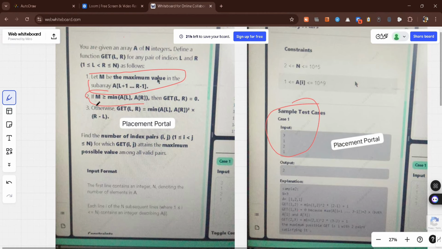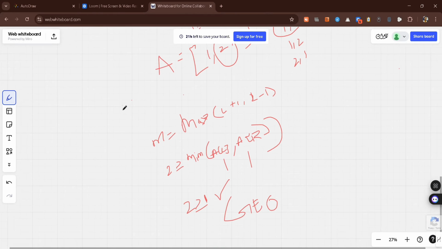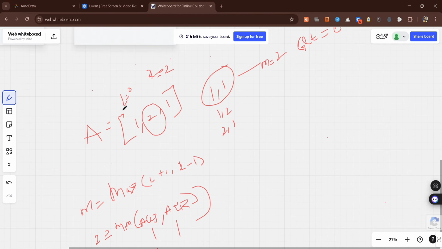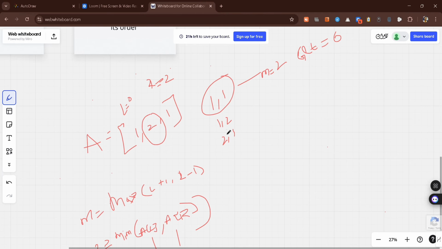To discuss the third condition, we need to check another pair. The third condition says that if this condition is false, then we need to find the get value, and he has also given the formula to find the get value here. So let's discuss another pair. First, let's discuss the 1 comma 2 pair. L is equal to 0 and R is equal to 1.